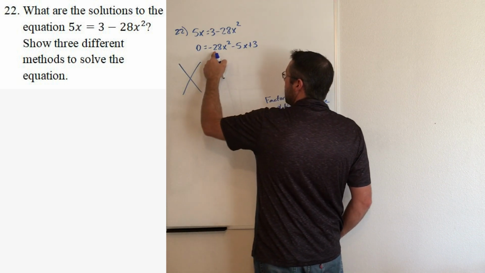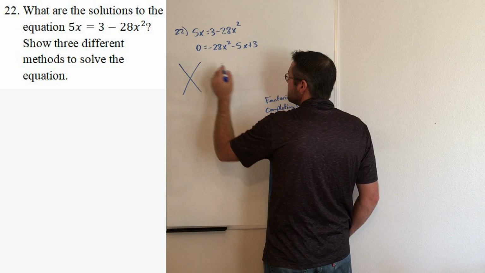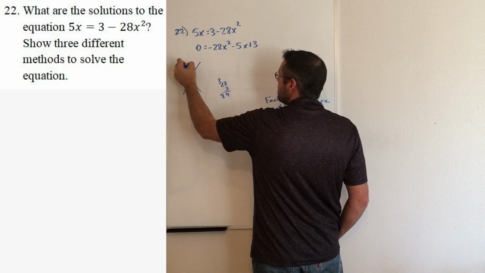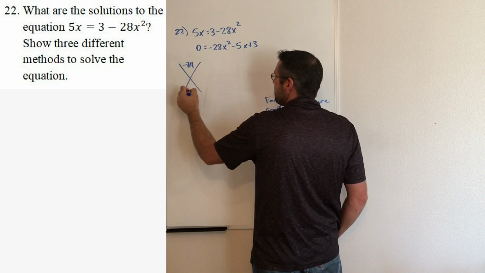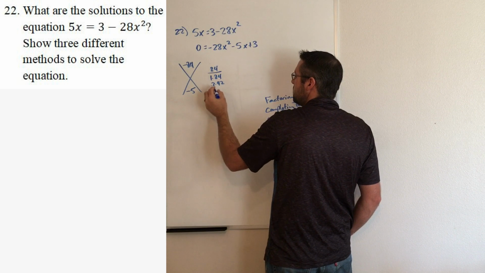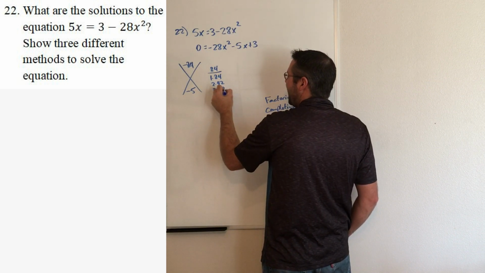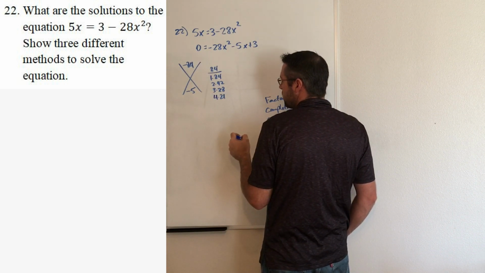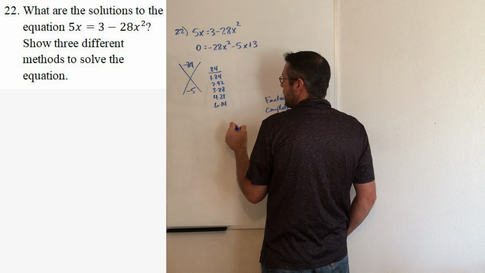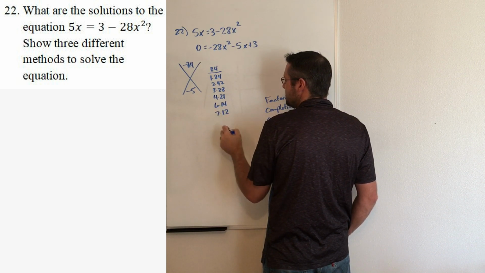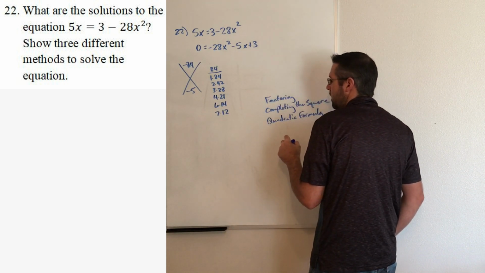When I go to factor, a times c, 28 times 3, is going to be negative 84. And then on the bottom we have negative 5. So we're going to list our factors of 84. That's 1 times 84, 2 times 42, 3 times 28, 4 times 21. 5 doesn't work. 6 times 14. Does 7 work here? Let's see. Yeah, 7 works. 7 times 12. 8 doesn't work. 9 doesn't work. 10 doesn't work. I think that's all we've got.